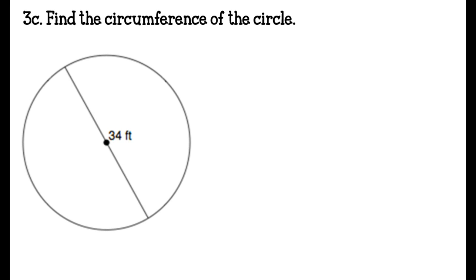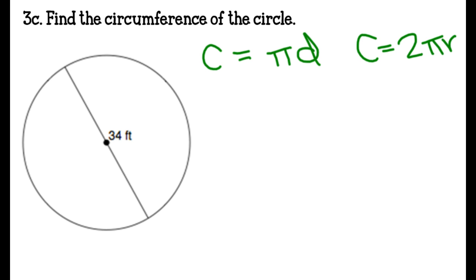Okay, 3c, they're telling us to find the circumference. And if you remember, there were two formulas I was given. I was given circumference equals pi times diameter. This is my favorite, and I remember it because cherry pie is disgusting. Or you can take c equals 2 times pi r. And to do the first one, you would take 34 times pi. So you take c equals pi times 34.